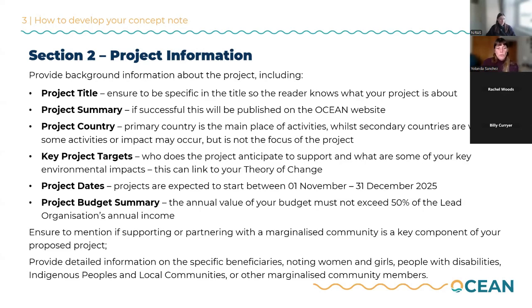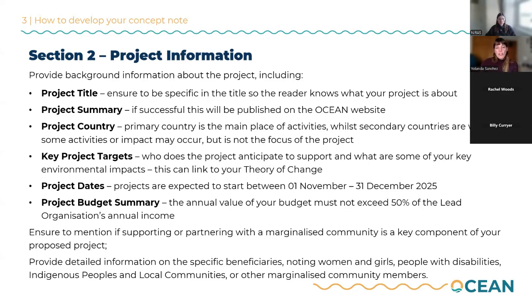Finally, you have to specify the project dates. As Sarah has said, the project should start at the end of this year, and you just have to share in the form when you expect the project to finish. Finally, you have this project budget summary. It's important to recognize that the annual value of your budget must not exceed 50% of the lead organization's annual income. And we are going to work on that later.